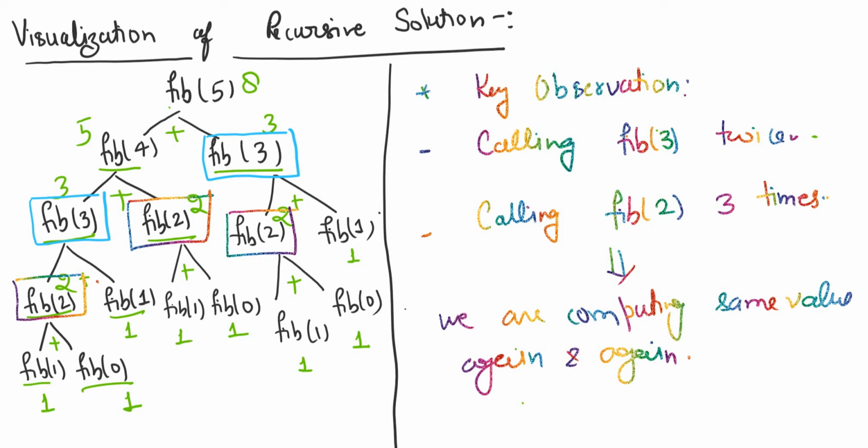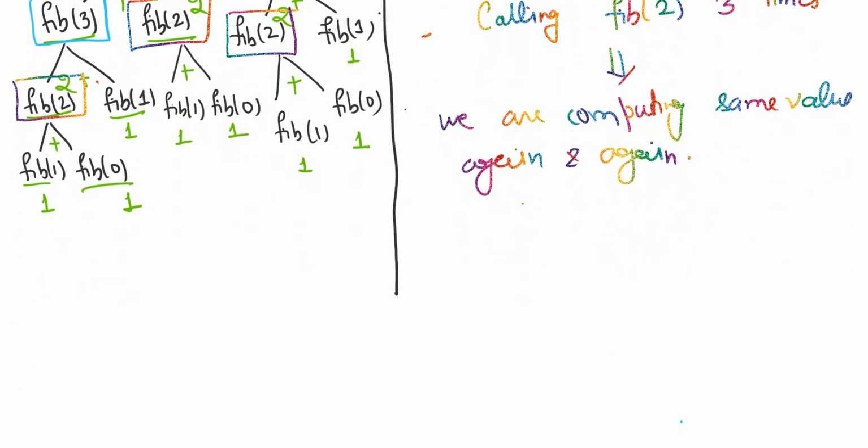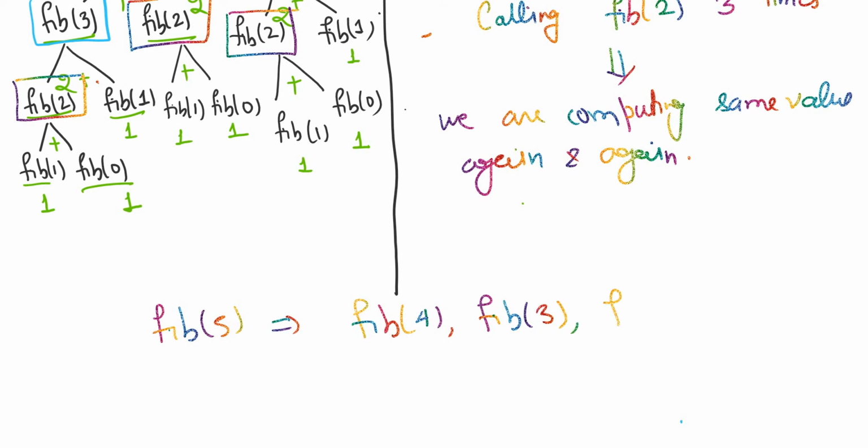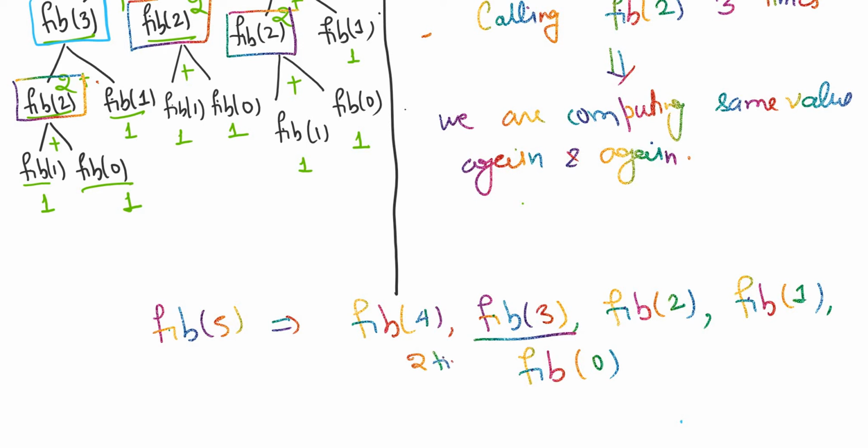But the next question comes: how many distinct values do we have in this tree? To compute Fibonacci 5, the distinct values we have are Fibonacci 4, Fibonacci 3, Fibonacci 2, Fibonacci 1, and Fibonacci 0. So we need these 5 distinct Fibonacci numbers to compute Fibonacci 5. We need Fibonacci 3 two times. We need Fibonacci 2 three times.